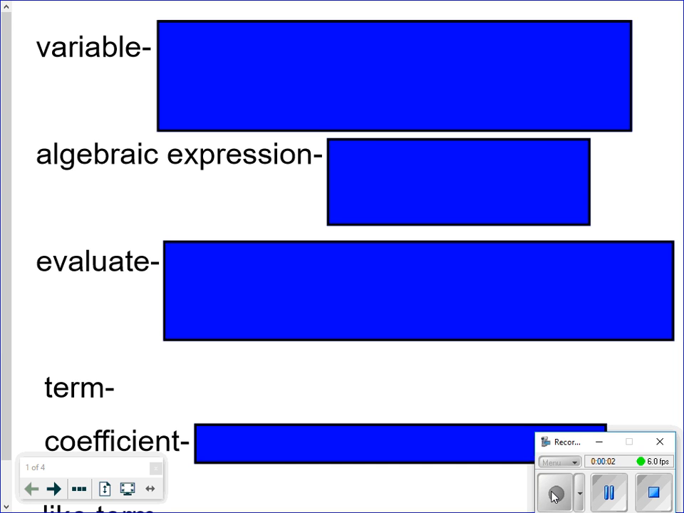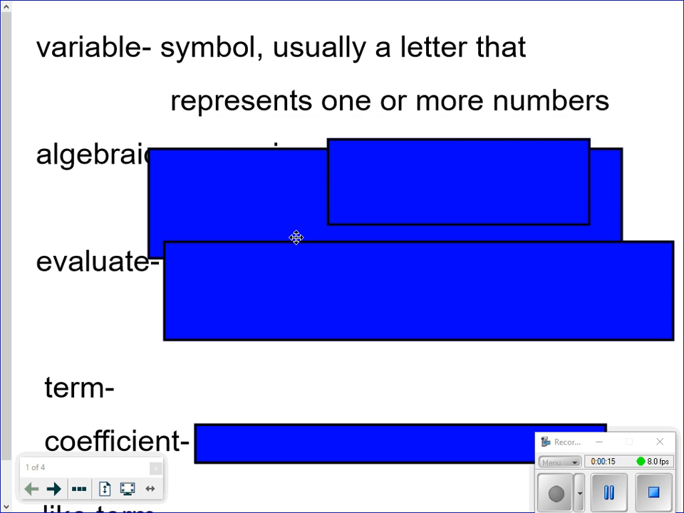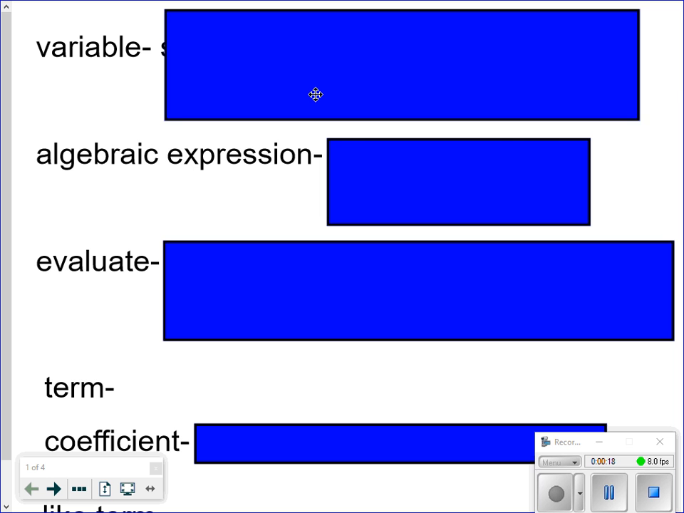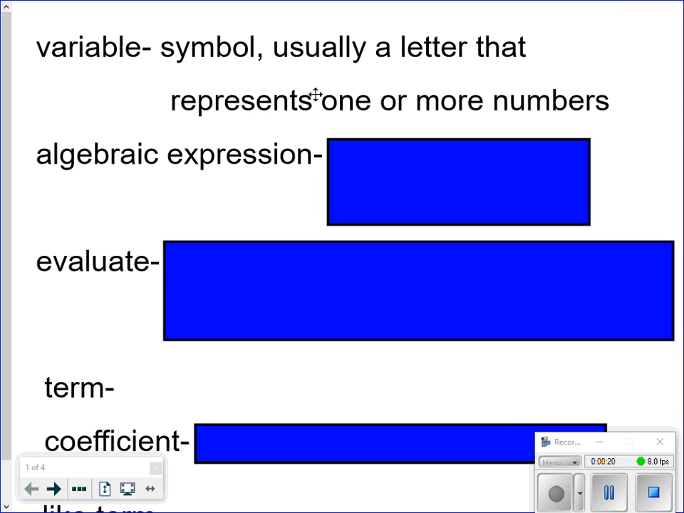All right, here we get some heavy, not heavy vocabulary, but a lot of vocabulary. It's not that heavy because it's words you have already learned. For instance, we have variable. The definition of a variable is a symbol, usually a letter that represents one or more numbers.